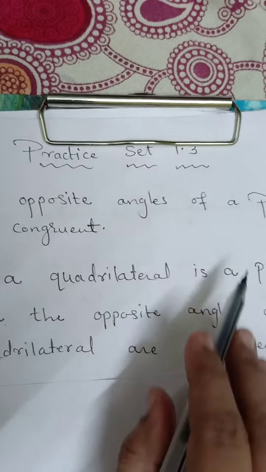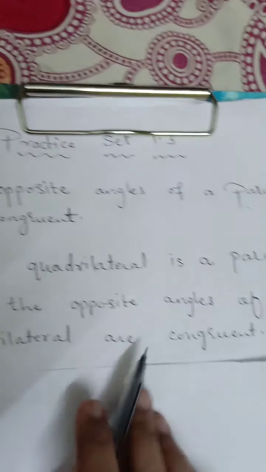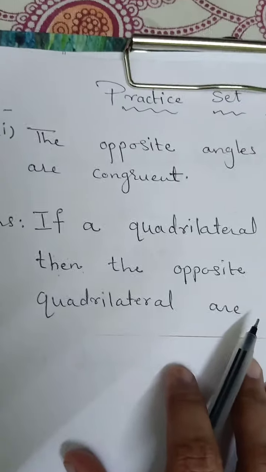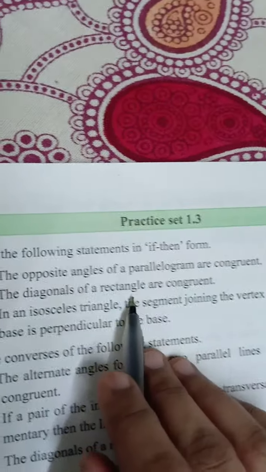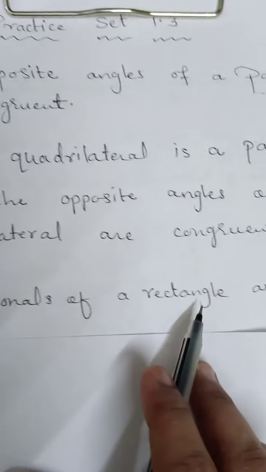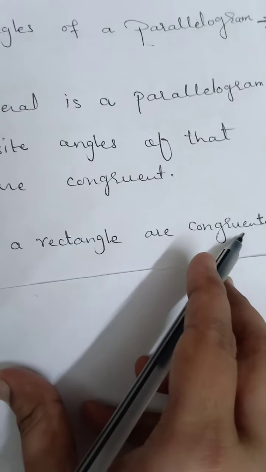Because parallelogram already we have taken first, so we will not take it again. Now we'll start our second question. So here the second one is: the diagonals of a rectangle are congruent. So again this question is related to the rectangle. So now we'll see here. Our second question is the diagonals of a rectangle are congruent.